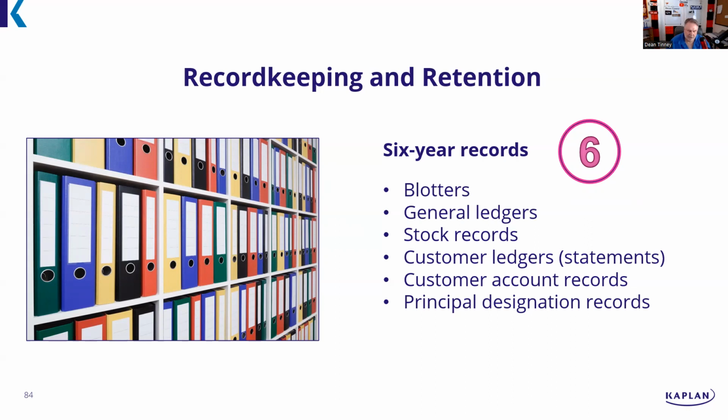Stock records, we do now mean customer stocks coming in and out of the broker dealer. Customer ledgers, it makes sense, are 6 years because in arbitration, the statute of limitation is 6. We don't want to be in an arbitration case where the customer has records we don't have. Customer account records, principal designation records, those are all 6-year records.